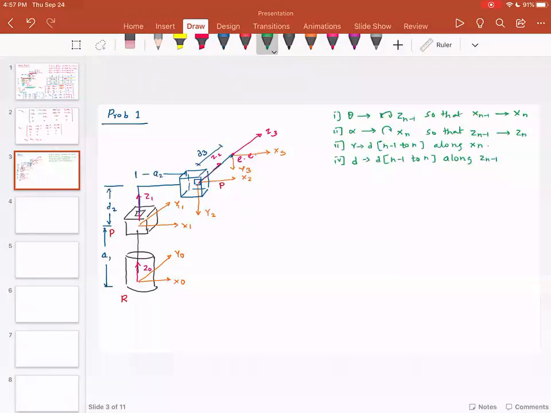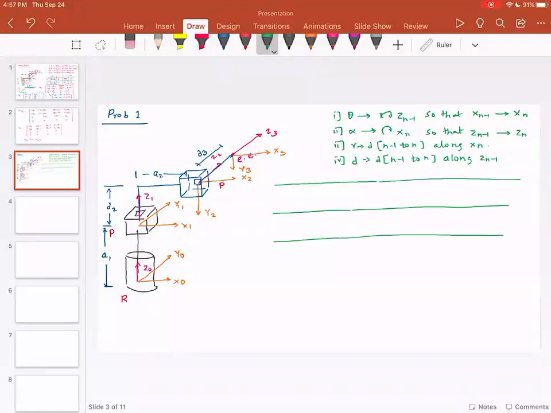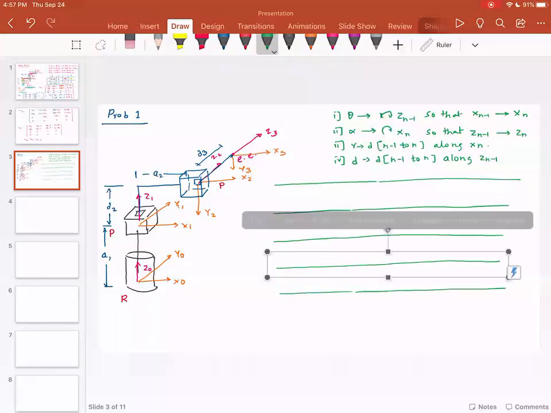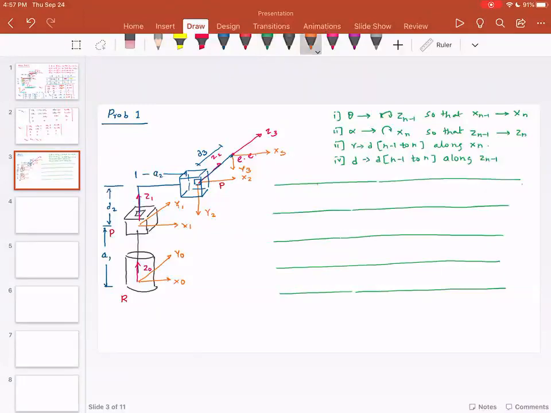So let's fill in the table. I have 4 frames, 0, 1, 2, and 3. So I'm going to have 3 rows. This is going to be theta. This is going to be alpha. This is going to be R. This is going to be D. So let's start with joint number 1.